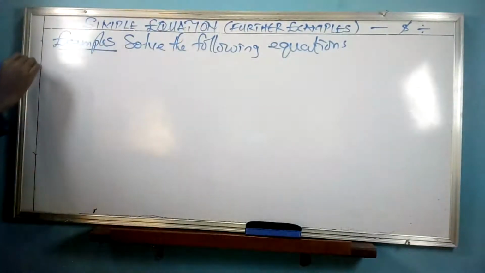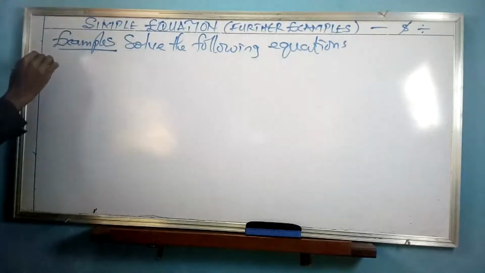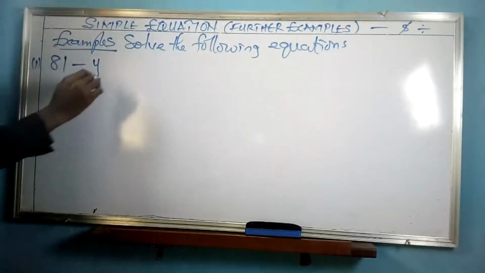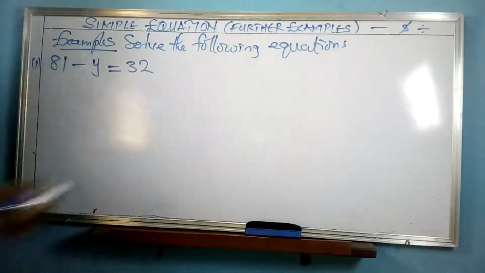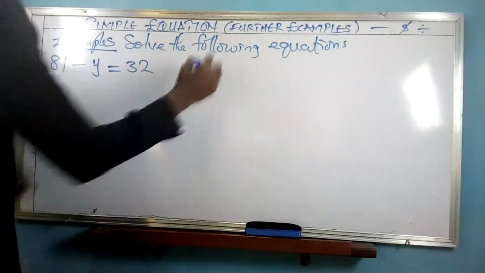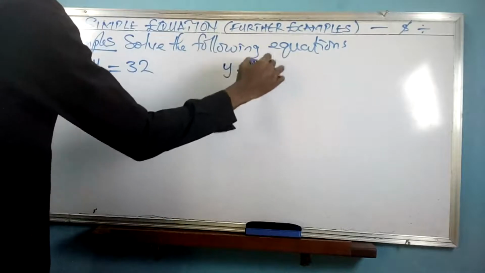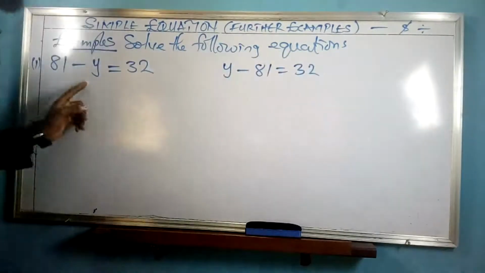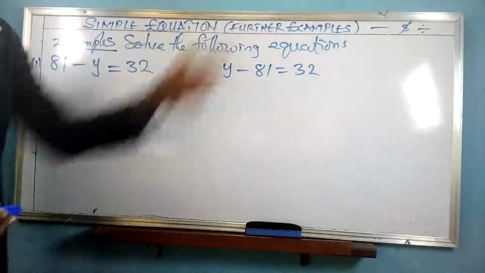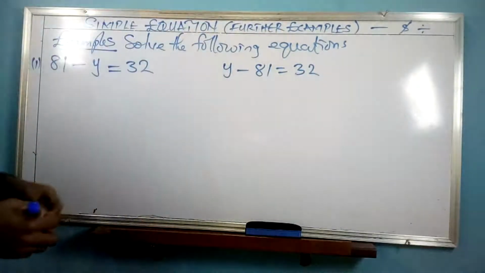Let's look at the first question. The first question I want us to treat is if you have something like 81 minus probably y equals 32. You must realize something here. Look at this thing. This one is quite different to this one. Let me give you some instance. y minus 81 equals 32. This one is different to this. I want us to clarify that aspect. So that's why I call it further examples on division as well as subtraction.